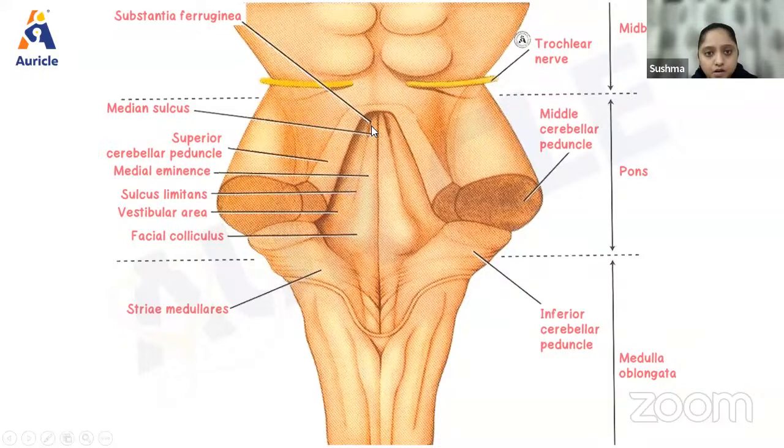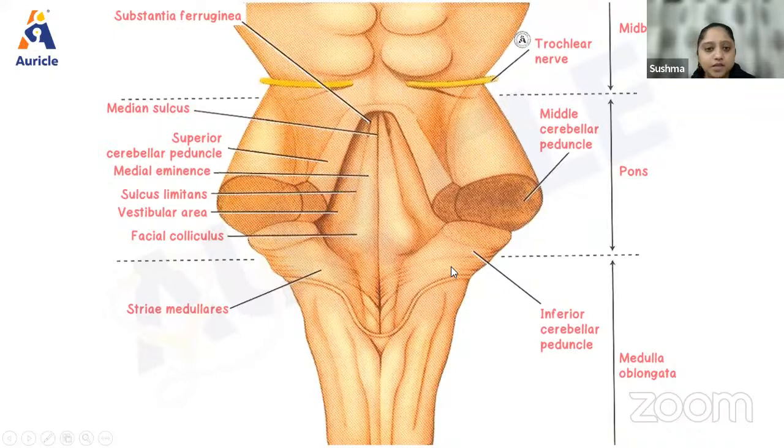Then we have the median sulcus. Then we have the medial eminence. Here you have the sulcus limitans, and this is the vestibular area. This is the facial colliculus. I hope you remember the facial colliculus.